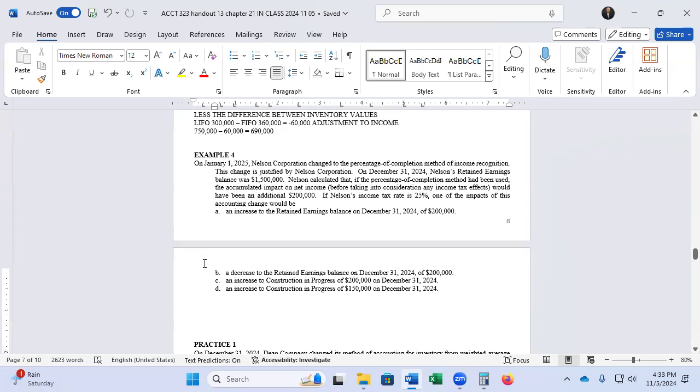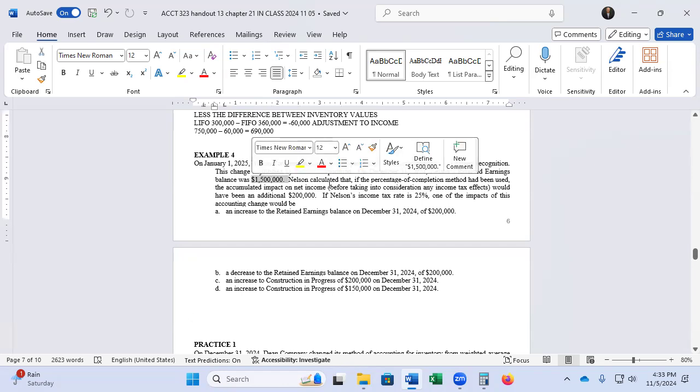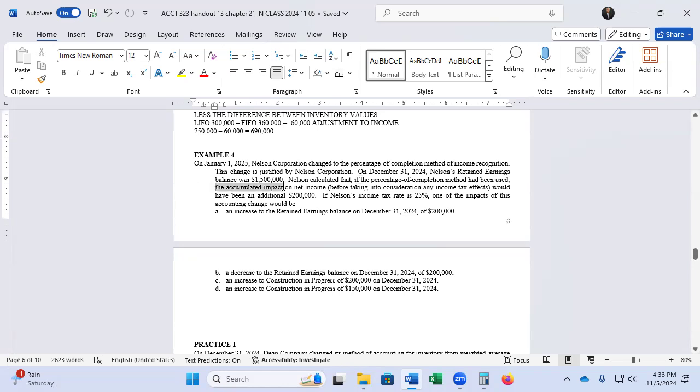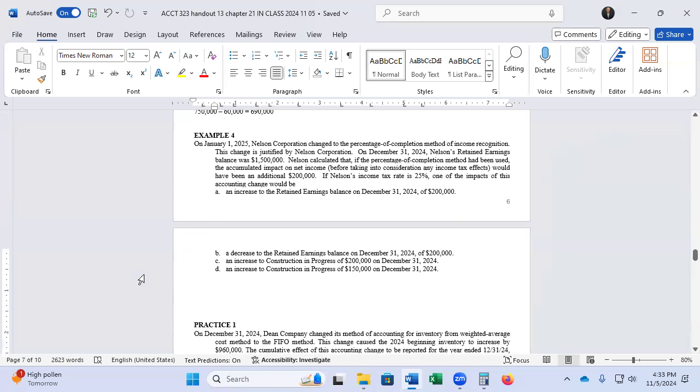All right, let's try example 4. On January 1, Nelson Corporation changed to the percentage of completion method. The change is justified by Nelson Corporation. On December 31st, 2024, Nelson's retained earnings balance was 1.5 million. Nelson calculated that if the percentage of completion method had been used, the accumulated impact on net income before taking any consideration of income tax effects would have been an additional $200,000. So it bumps it up. If Nelson's income tax rate is 25%, one of the impacts of this accounting change would be?